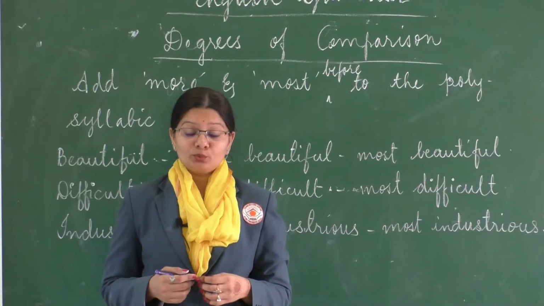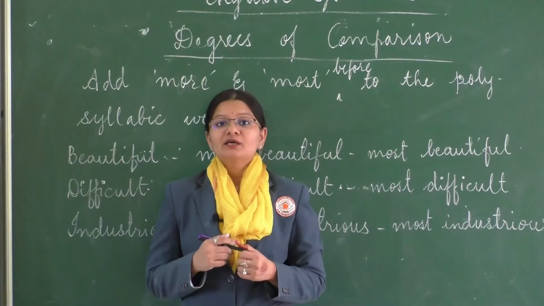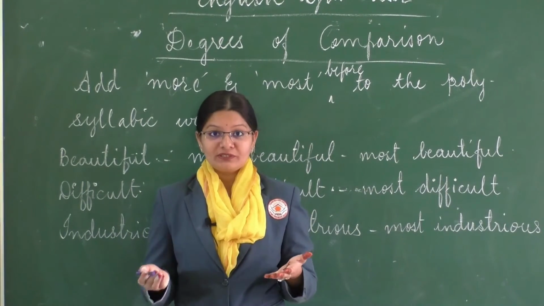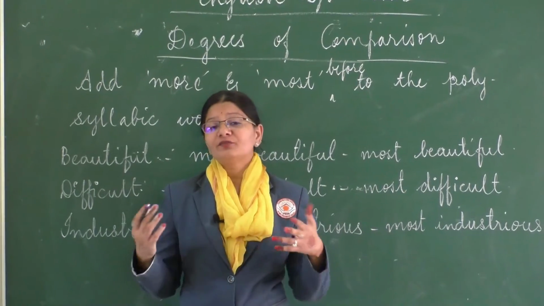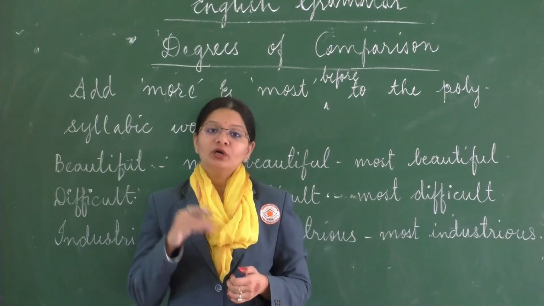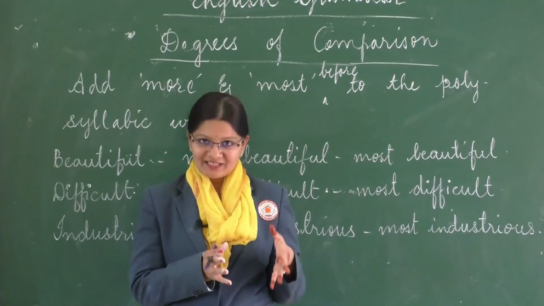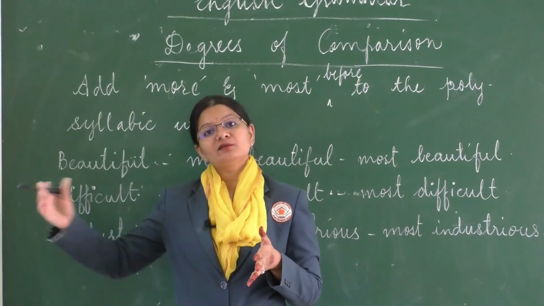Kids, now let's understand the polysyllabic words. I mean the words with more than 2 syllables, right? So for example, excellent, beautiful, industrious, important, all these are words with many syllables. So in that case, what do we do? We add more and most before the adjective to change it to comparative and superlative.